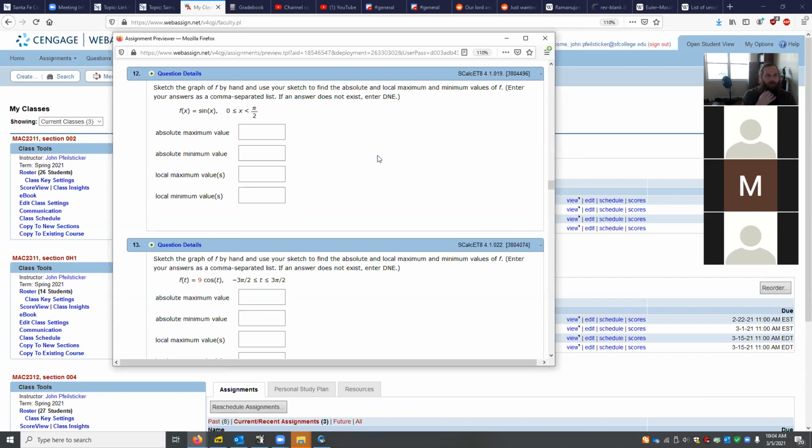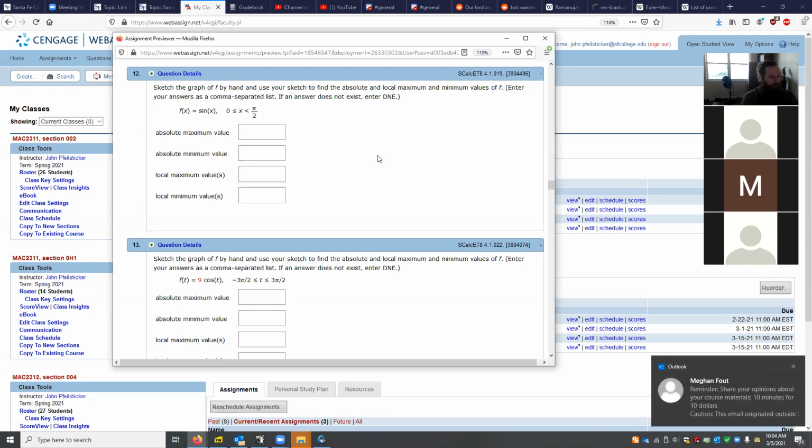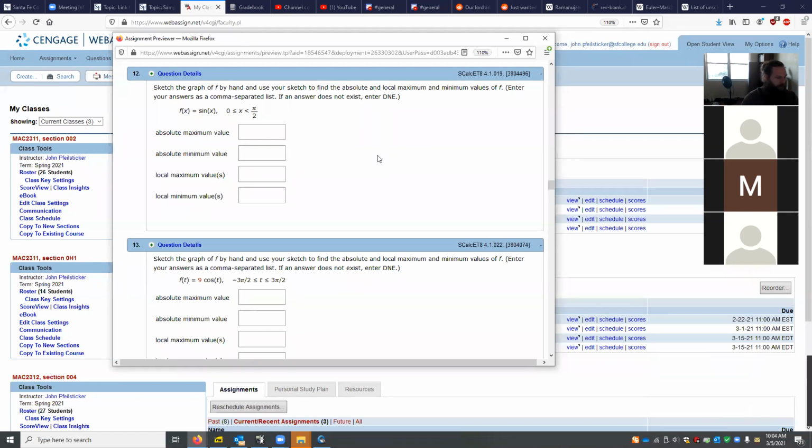All right, so we want to find the absolute max, absolute min, local max, local mins for f of x equals sine x on the interval of 0 to pi over 2. Is this the one? Yeah, so I was a little confused because whenever I did the maximum, it accepted a DNE where it's clearly, when you look at the graph like on Desmos, it's 1. And I was very confused as to why it was a DNE.